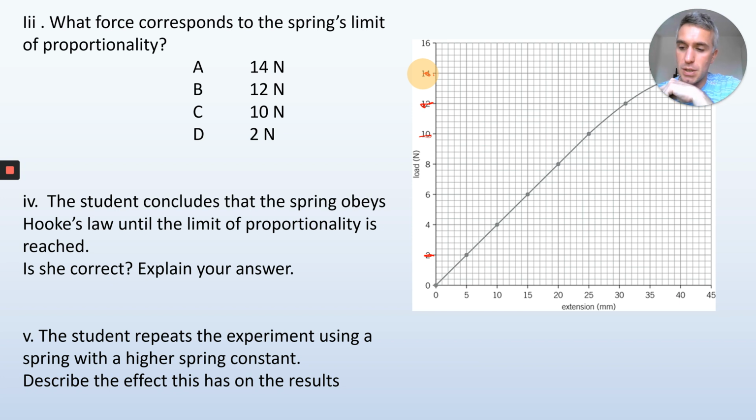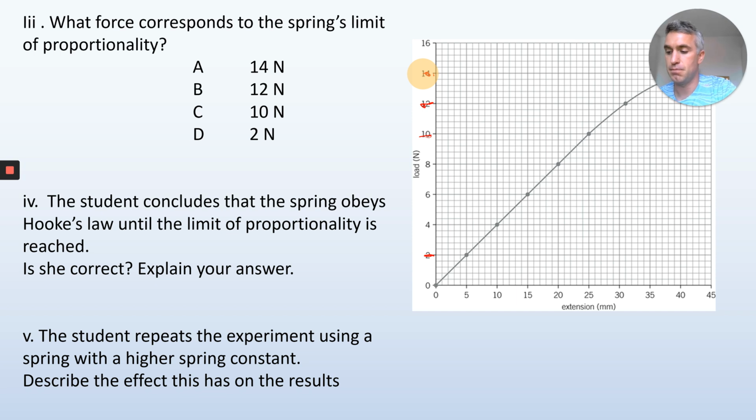The student concluded that the spring obeys Hooke's law until the limit of proportionality is reached. Is she correct? Explain your answer. Saying yes or no doesn't mean anything unless you quantify or qualify what it is you've said. Is she correct? Yes, she's correct, because. Is she not correct? No, she is not correct, because.